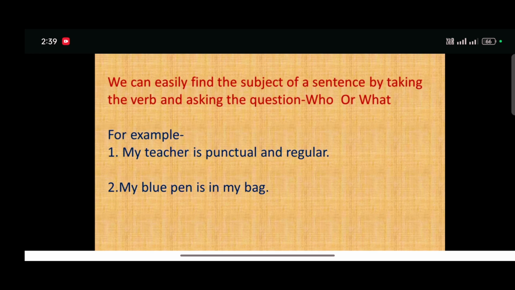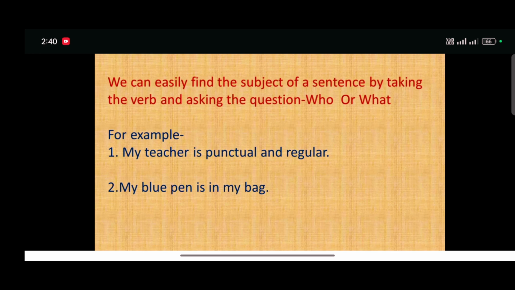Let us see the first example. My teacher is punctual and regular. So we pick out the verb and ask the question who or what. So what is the verb in this sentence? It is. So we ask the question, who is punctual and regular? The answer is my teacher. So my teacher is the subject.